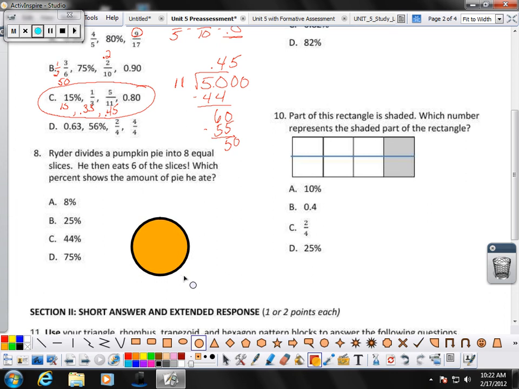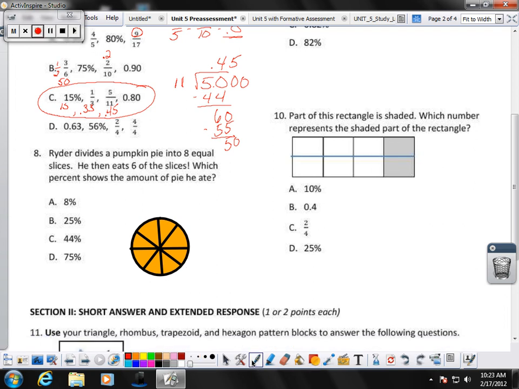We're going to divide that pumpkin pie into 8 equal slices. So we're going to say, I don't know, maybe there's 2 slices. There's 4 slices. There's 6 slices. And there's 8 slices. So there's our pie. We cut it up into 8 equal slices. So now what we got to do is figure out what fraction or what percent shows how much he ate. Well, he ate 6 of the 8 slices. So he ate this one, 2, 3, 4, 5, 6 of the 8 slices.